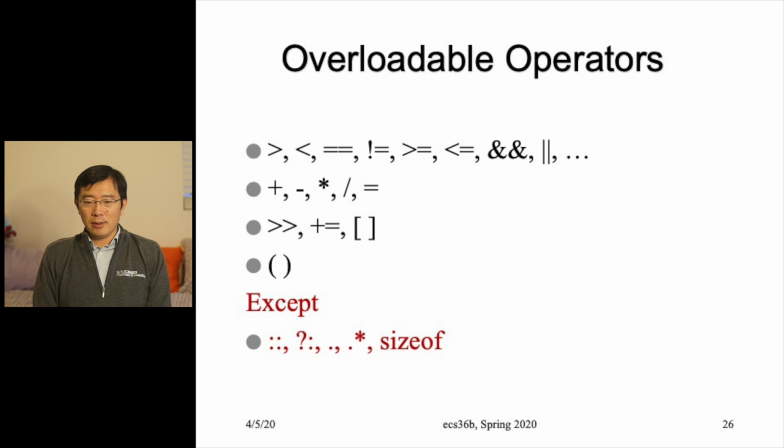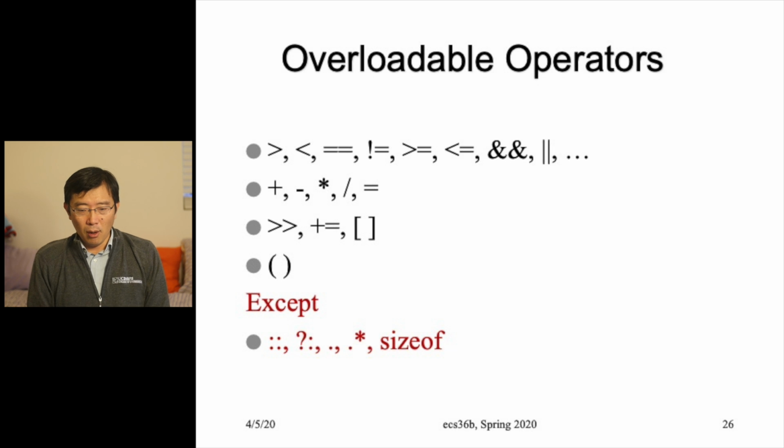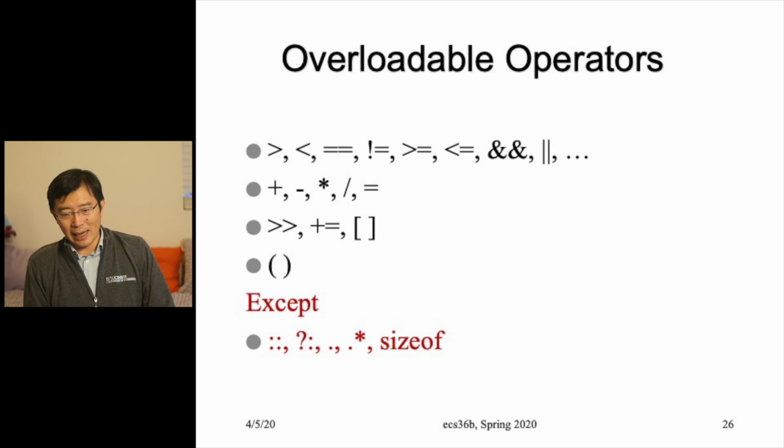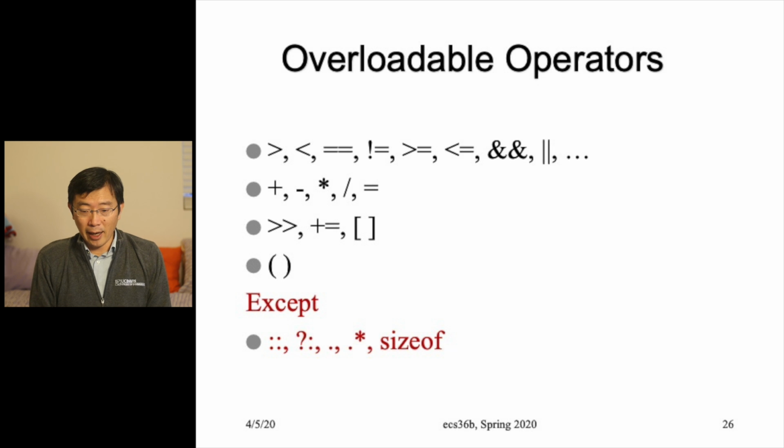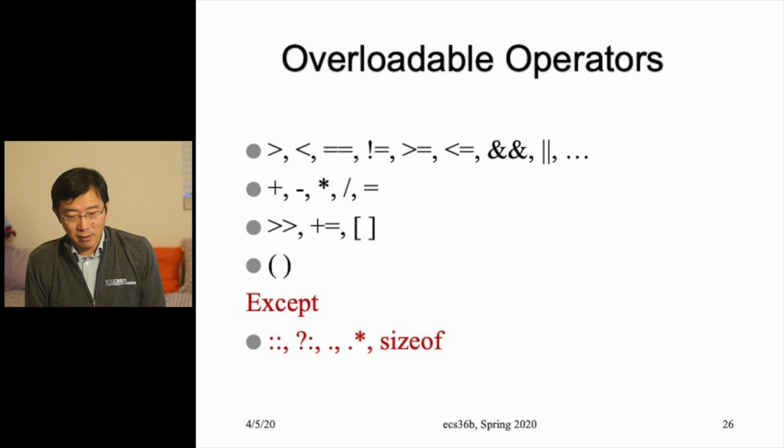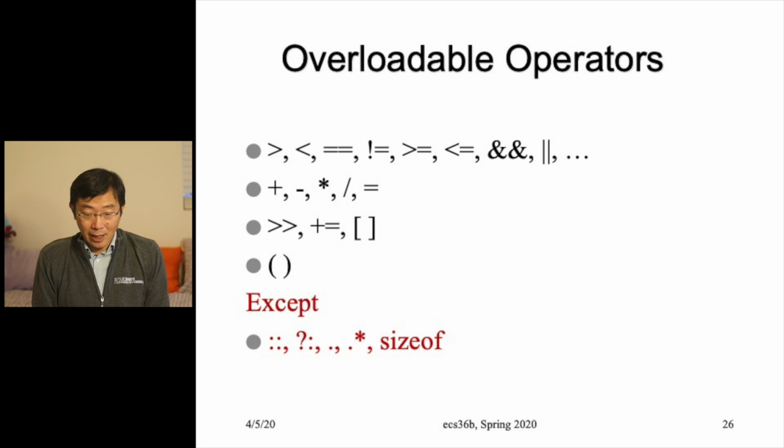Now I'm going to tell you what kinds of operators you can overload. Typically you can overload greater than, equal, not equal, and, or, all the arithmetic operators: plus, minus, star, and also assignment. In fact, you can also overload the output, the cout with the two greater-than signs. You can do plus-equal, brackets, and parentheses, which means the function call itself can be overloaded as well, which we will see.